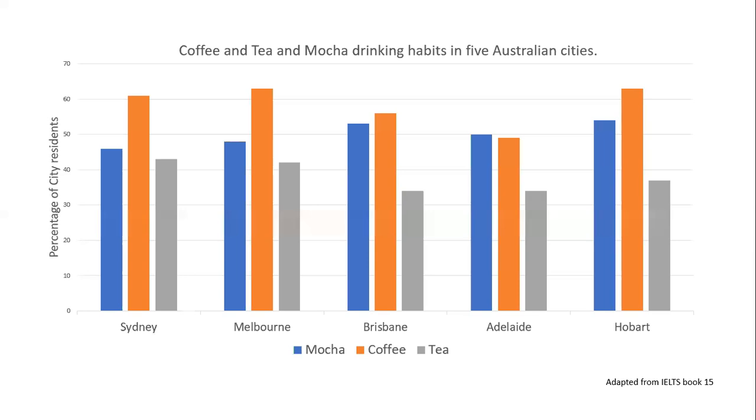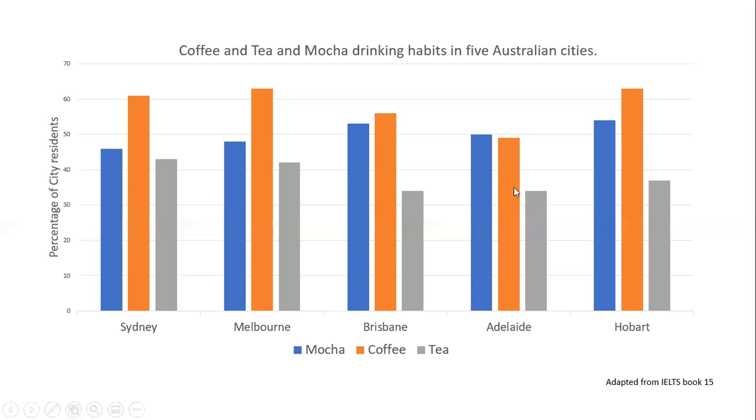So you can see here on the x-axis you have 5 cities. You have 3 variables, which is mocha, coffee and tea. And you can also see on the y-axis you have percentage of city residents. Okay, and the name of the chart is coffee and tea and mocha drinking habits in 5 Australian cities.